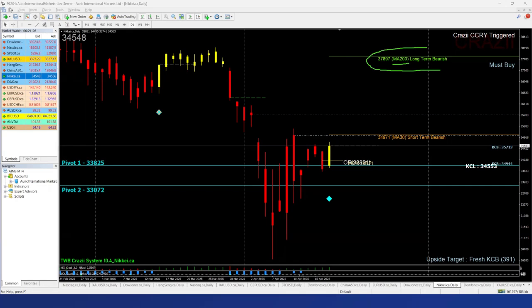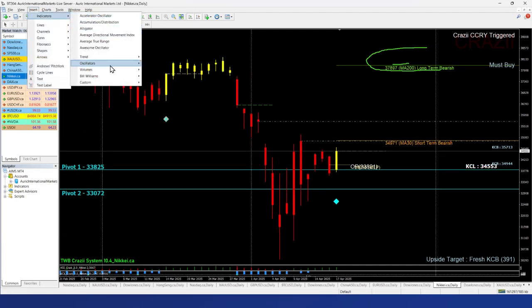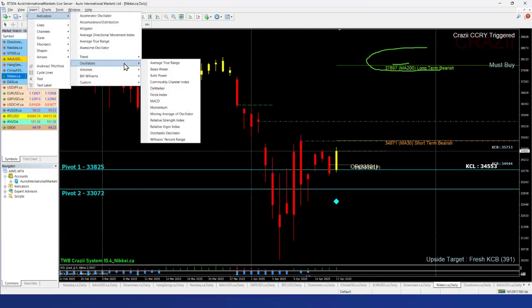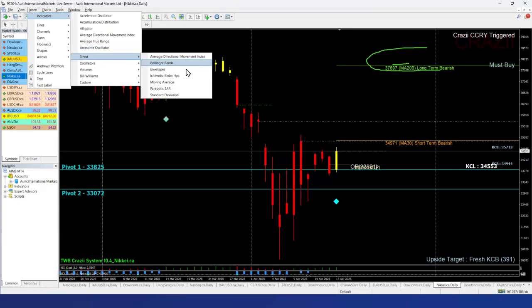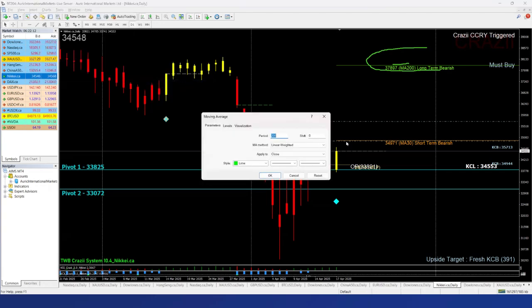So what I did was I have to insert an indicator, and the indicator itself is called oscillator, which is okay. Sorry, in this case, it's trend. All right, it's called moving average. Can you see that? Indicators, trend, then followed by moving average. Okay, so done.